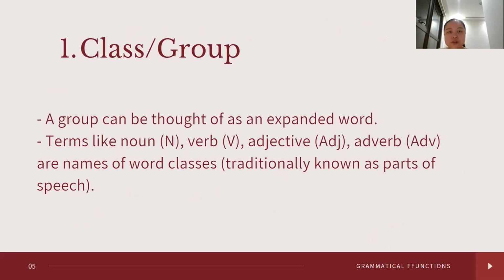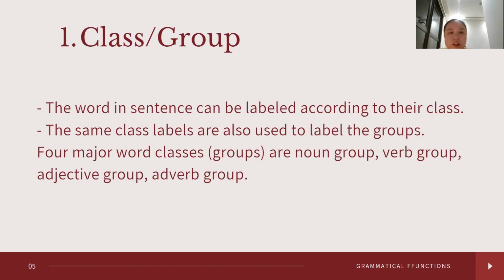So let's get into the first part, class group. A group can be thought of as an expanded word. Terms like noun, verb, adjective, adverb are names of word classes, traditionally known as parts of speech. The words in a sentence can be labeled according to their class. The same class labels are also used to label the groups. The 4 major word classes or groups are noun group, verb group, adjective group, and adverb group.